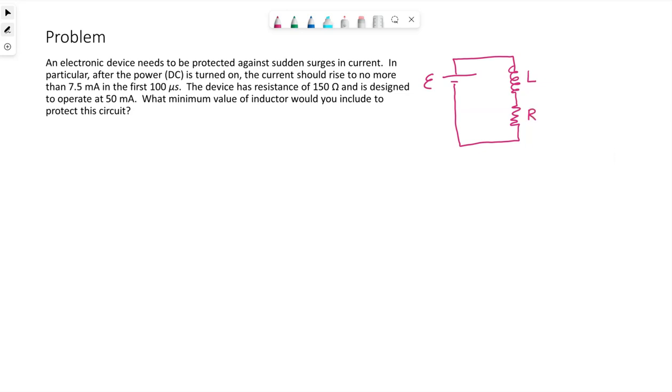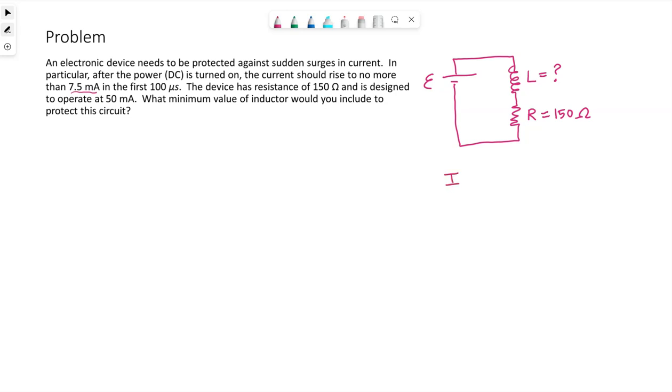So we know the value of this resistor is 150 ohms. We're looking for the minimum value of the inductor. This wording, we don't want the current to exceed 7.5 milliamps in the first 100 microseconds. And the device is designed to operate at 50.